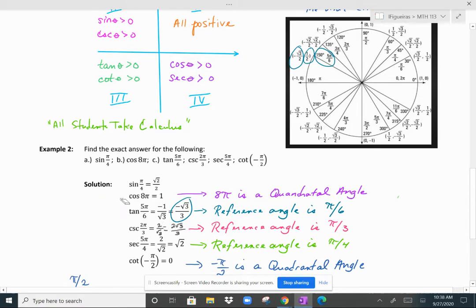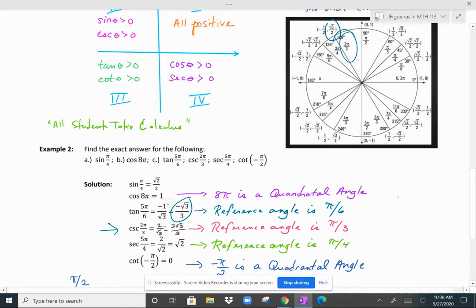So now we move on to cosecant of 2 pi over 3. So where is 2 pi over 3? It's also in quadrant 2. Cosecant is the reciprocal of sine, so it's the reciprocal of root 3 over 2, which is 2 over root 3. And when you rationalize that, you get 2 root 3 over 3.